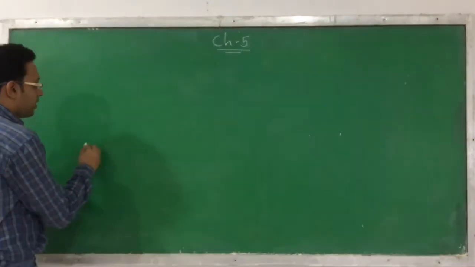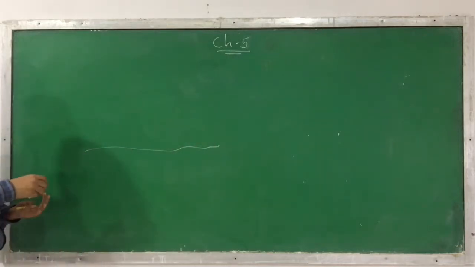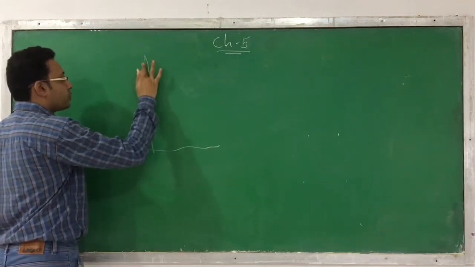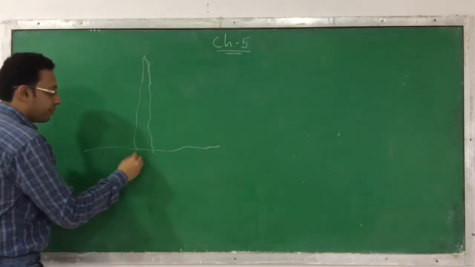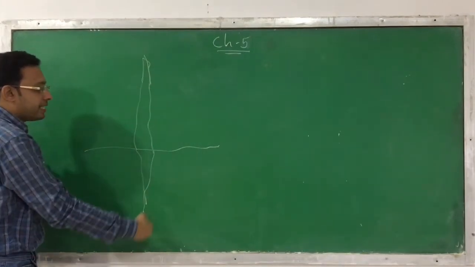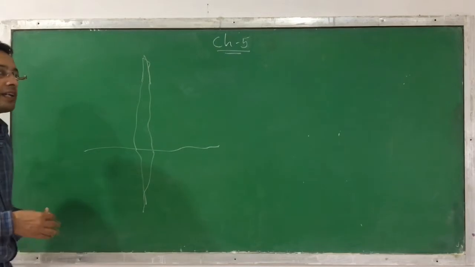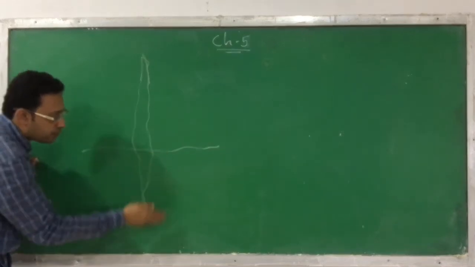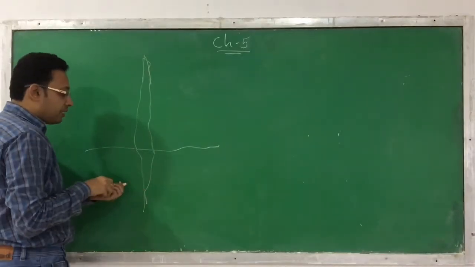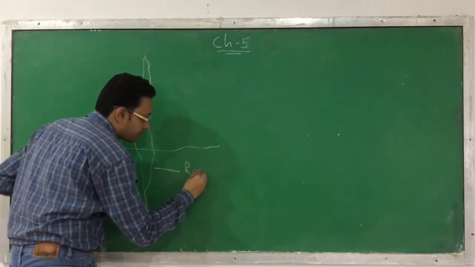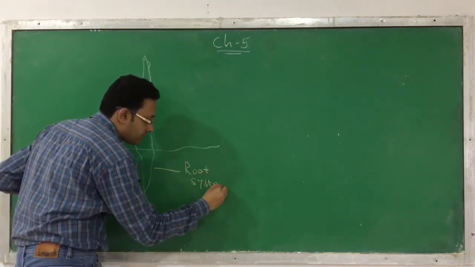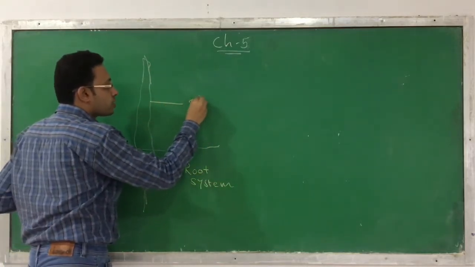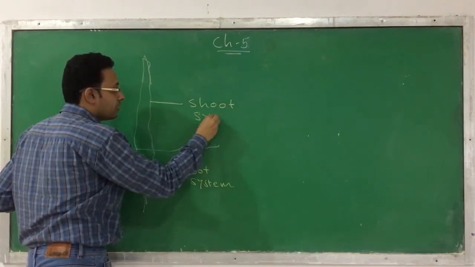When you see this flowering plant, suppose assume that this is the soil. You can find two kinds of portions in a flowering plant. The main axis of a plant is divided into two parts: the part which is above the ground and the part which is below the ground. The part which is present below the ground is called the root system. The part of a plant which is present above the ground is called the shoot system.